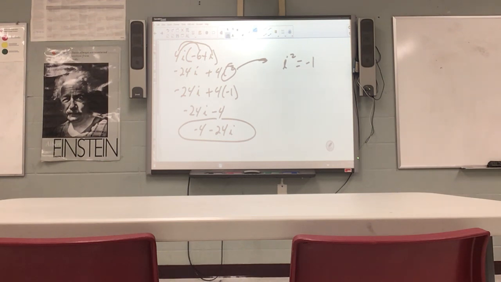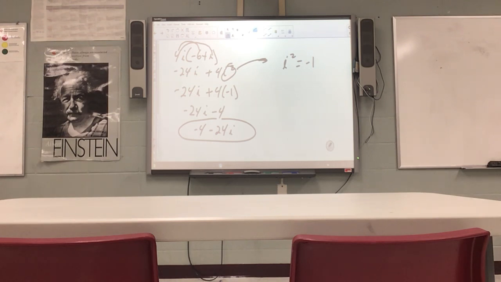Would negative i squared be the positive form? Yes. Very good thinking. So you've done everything up there before. The only new thing is you had to take the i squared out and put in a negative 1.